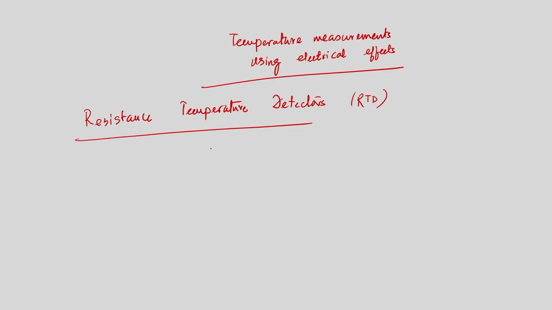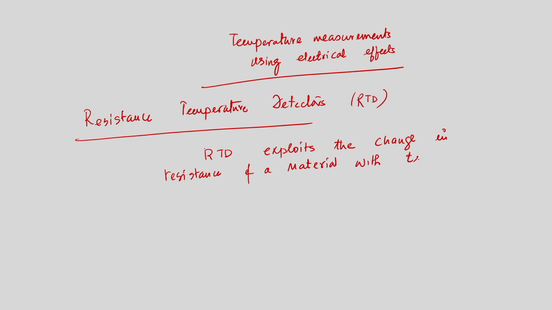So, I can write that the RTD exploits the change in resistance of a material with temperature in order to measure a temperature.